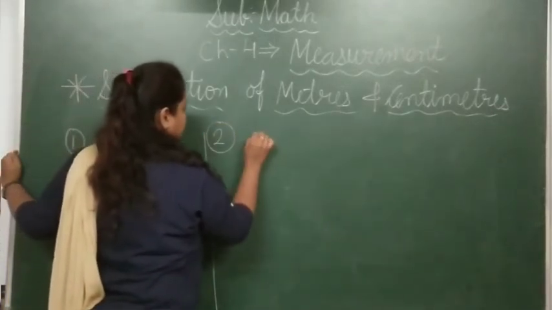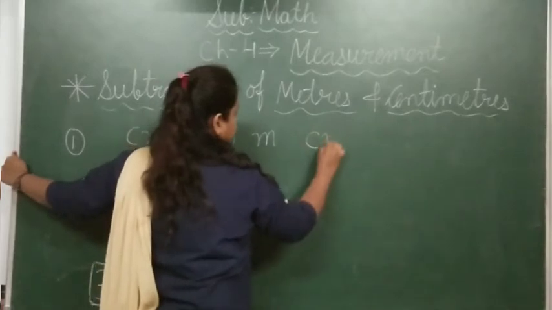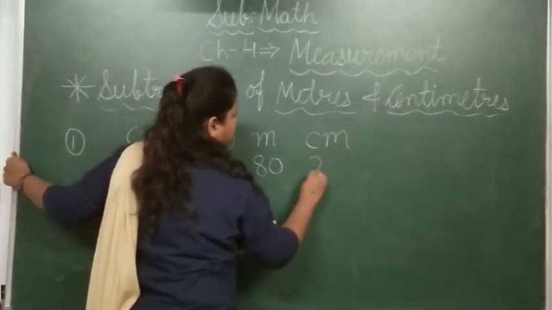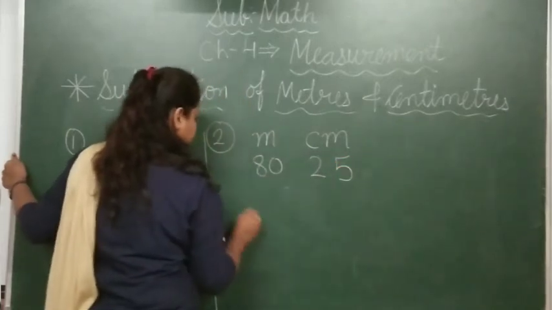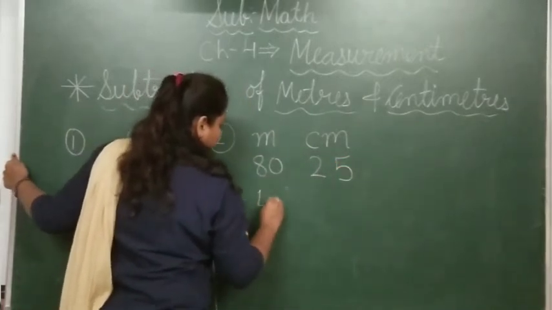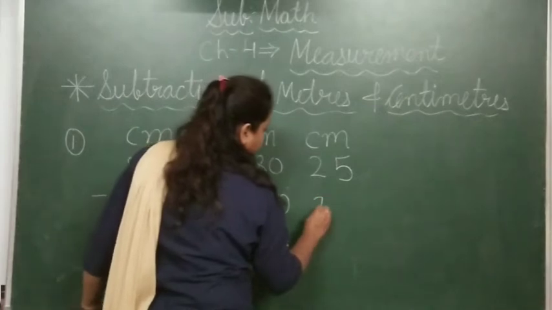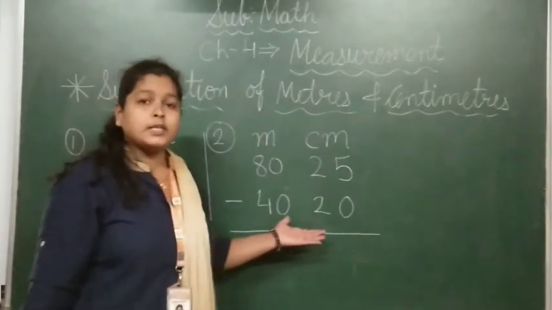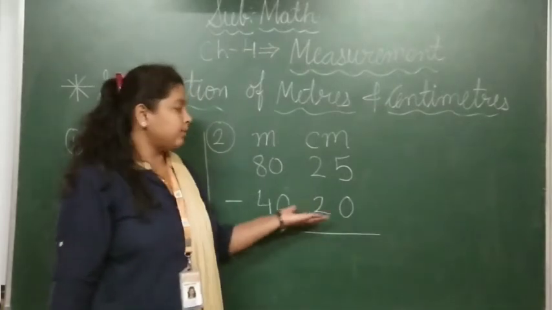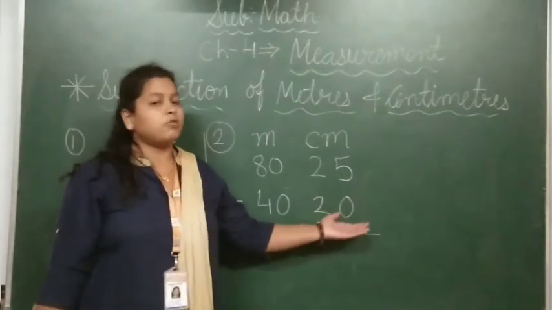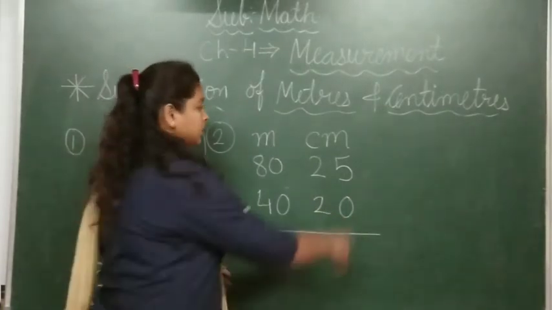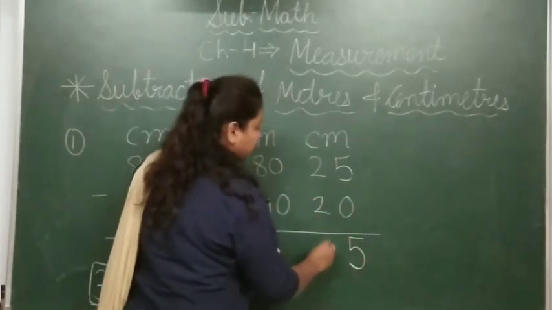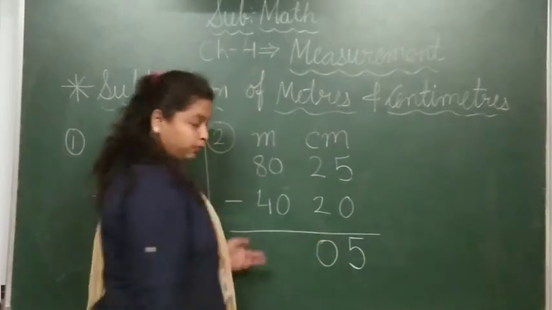Next, that is of meter and centimeter. Like 80 meters and 25 centimeter minus 40 meters and 20 centimeter. So what you have to do, as you have done the addition, the same you have to do in this. First you have to start from the centimeters place. So 5 minus 0 gives you 5. 2 minus 2, that is 0.